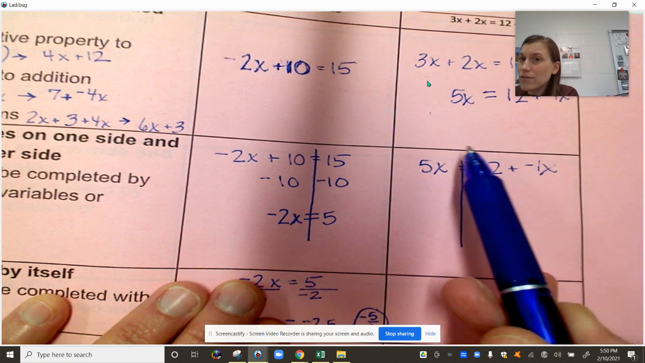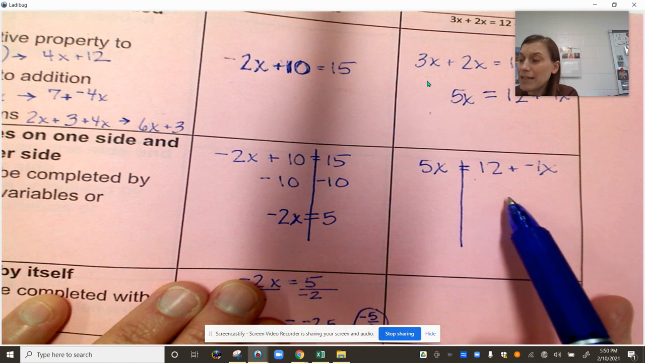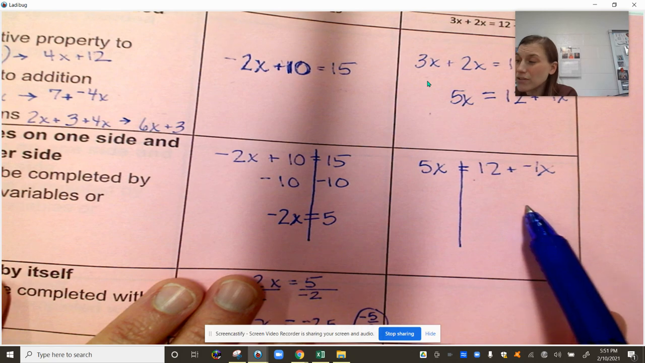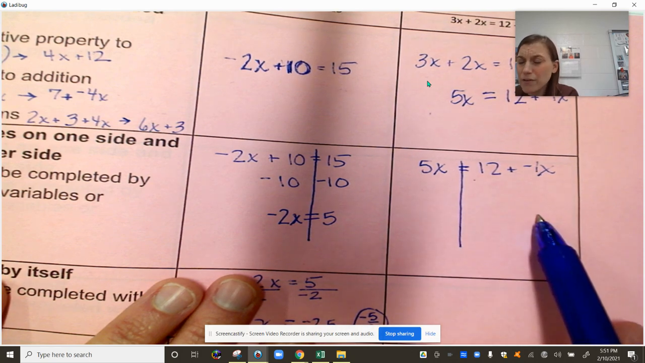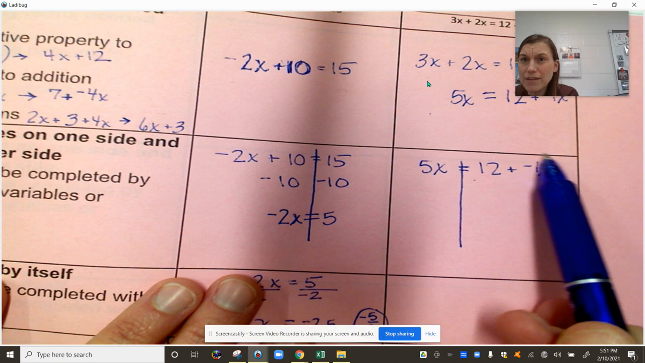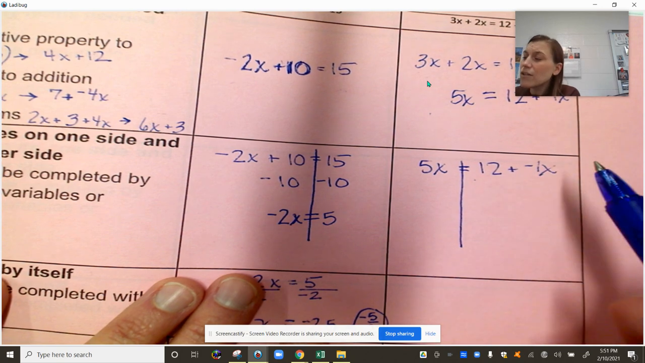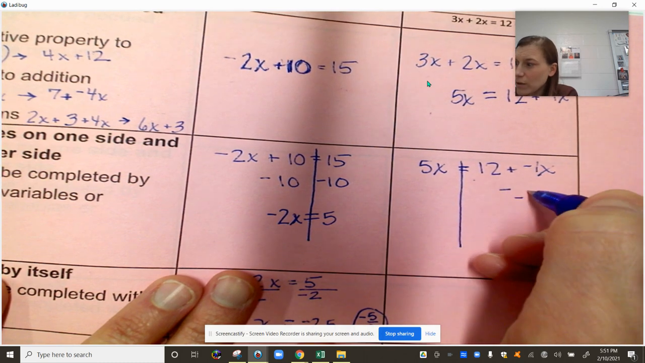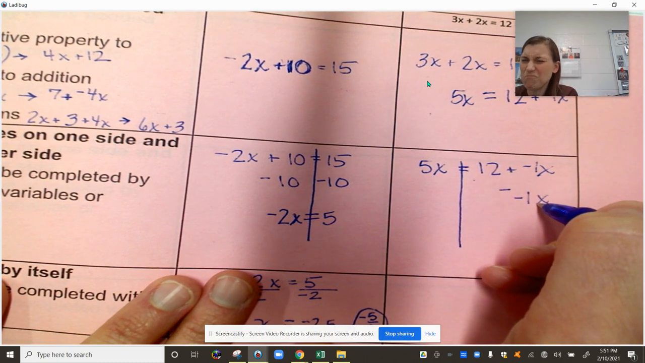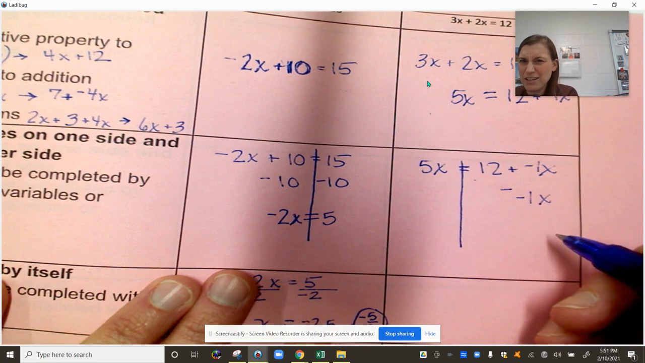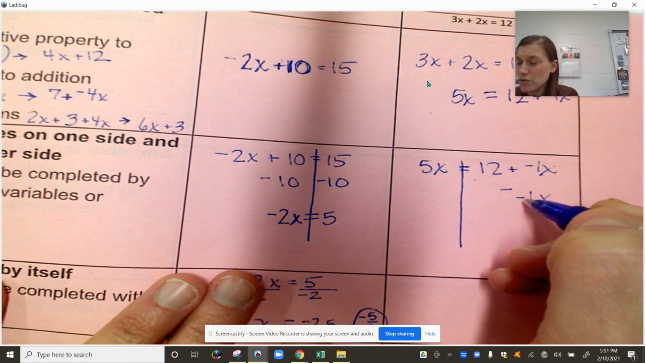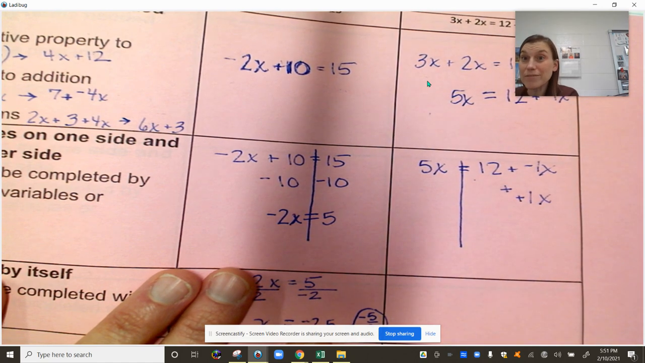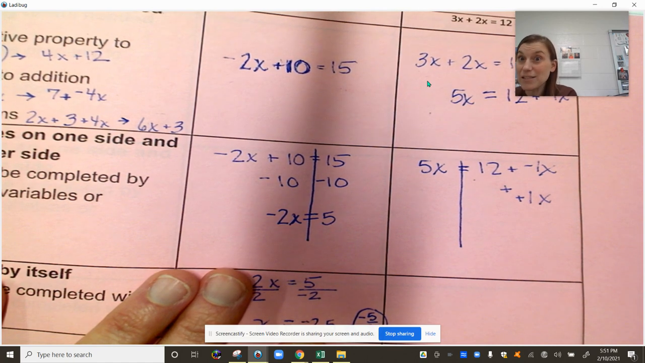So in order to get variables on one side and numbers on the other, because that's my goal, I need to actually move or get rid of this -1x. So the opposite of adding -1x would be subtracting -1x. But I don't want to do that. I don't want to subtract a -1. Subtracting a negative is really just adding a positive, and I'd really rather add than subtract.